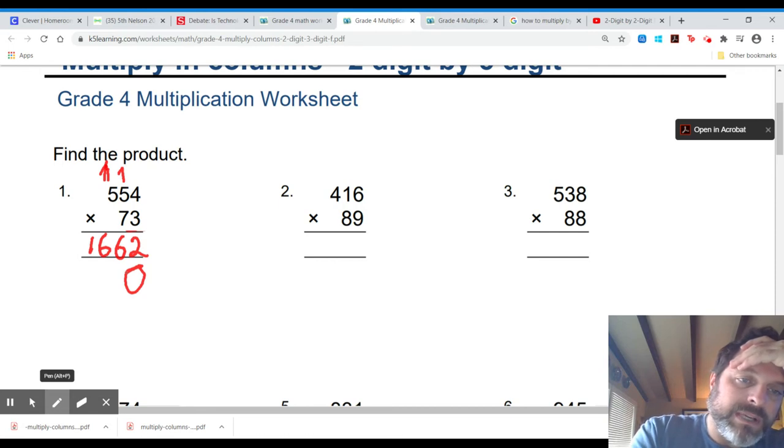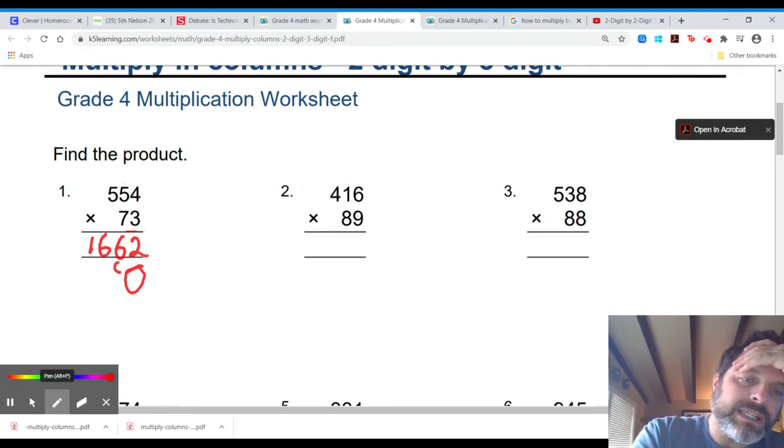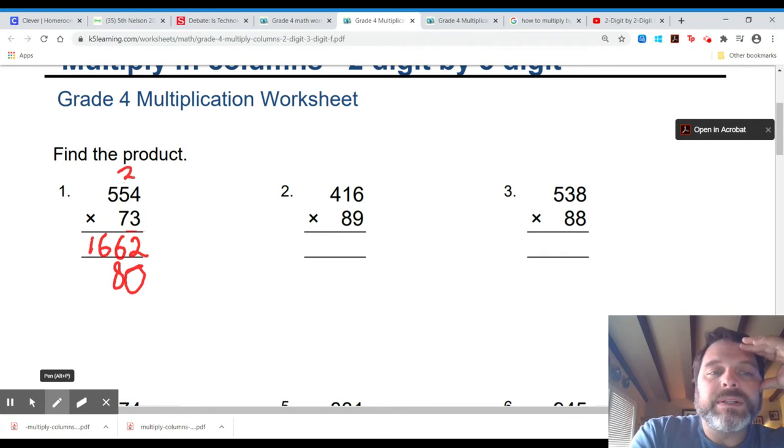So I do 7 times 4. Let me erase off these two. 7 times 4, I get 28. So I write 8 down and I carry a 2. The next thing I do is 7 times 5, and I get 35. And I add 2: 35, 36, 37. And I write the 7 there, and I carry the 3.